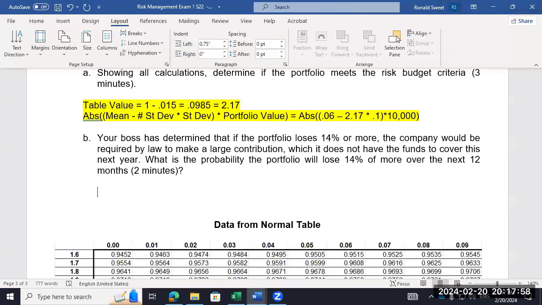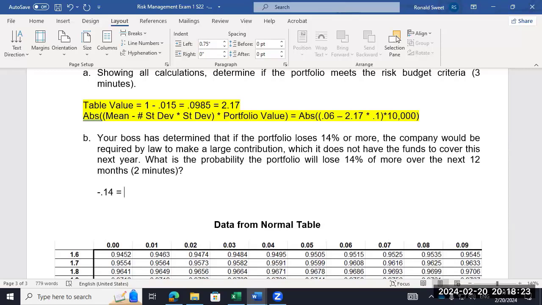Essentially, whatever they tell you becomes your VAR. Okay, so what's the chance I lose 14%? Well, think about the normal distribution. You have your mean and you're looking for 14%. So you're trying to figure out how many standard deviations negative 14 is. You have to put that negative number in there. That's important. How far is negative 14% from the mean?